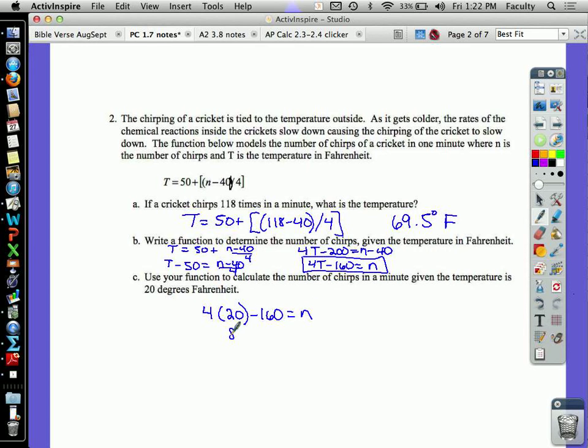I'm hearing it whispered right now. That's somebody who's on the ball. We're getting negative 80, but what is n? What is n in the problem? The number of chirps. Can you have negative 80 chirps a minute? What does this mean? The cricket is dead. Yes, our cricket's dead. Okay, so I didn't mean to be quite so morbid on this one, but that makes sense, doesn't it? If it's 20 degrees Fahrenheit outside, that's below freezing. The cricket would be dead, wouldn't it?